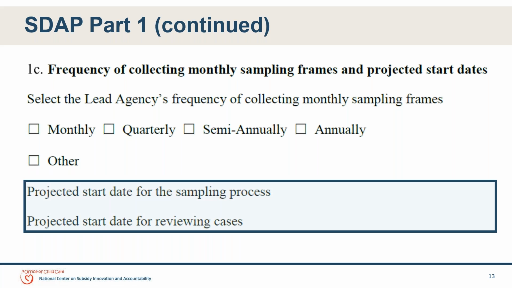Moving down, you'll give your projected start date for sampling and the projected start date for beginning your reviews. You don't need to give us a specific date like July 1st of 2023, but please give the month. So you could just say July 2023. And remember, these are projected dates. You're not held to them. And regardless of what date is listed here, sampling cannot begin until that SDAP has been approved.